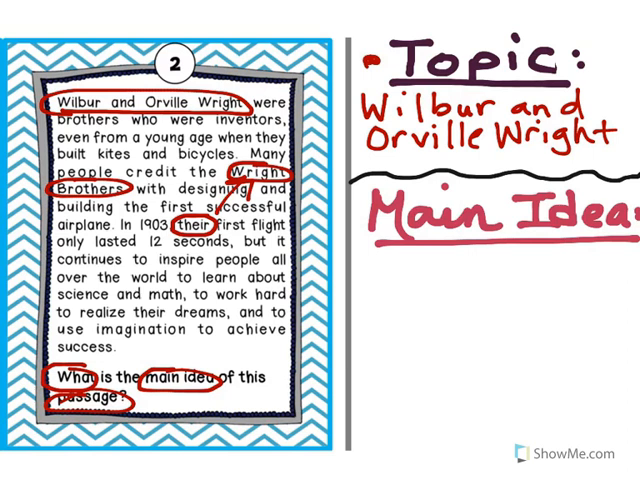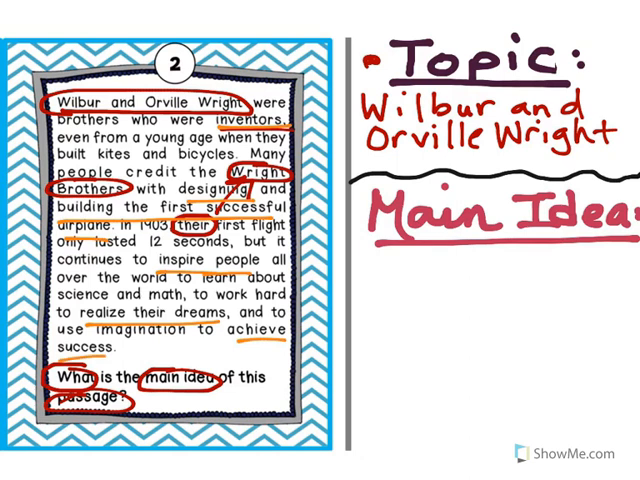So I have to think, what is it really trying to tell me? So I notice, this is where I need to find my supporting details. I know it's talking a lot about they were inventors. Let's actually use a different color. They're inventors, and let's see here. Oh, they designed and built the first successful airplane, and they inspire people and realize their dreams and achieve success.